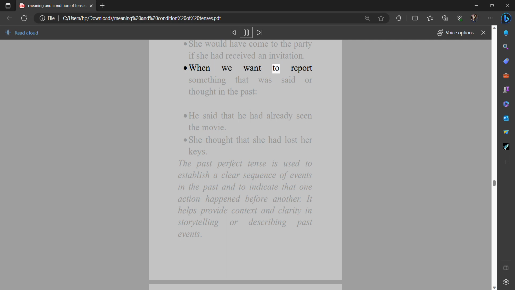When we want to report something that was said or thought in the past. He said that he had already seen the movie. She thought that she had lost her keys. The past perfect tense is used to establish a clear sequence of events in the past and to indicate that one action happened before another. It helps provide context and clarity in storytelling or describing past events.